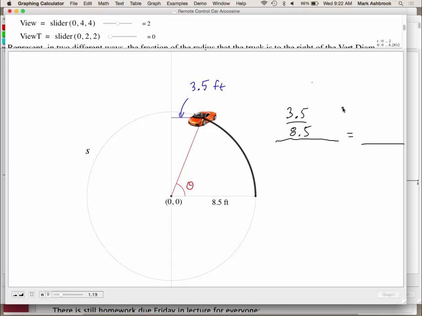How many people think that's right? 3.5 over 8.5. How many people think that's wrong? How many people are here today? You should have raised your hand for that last one.